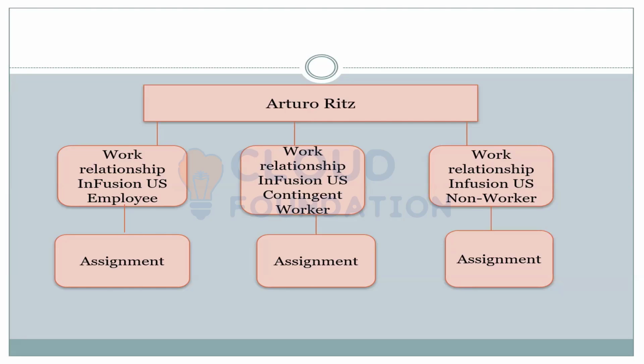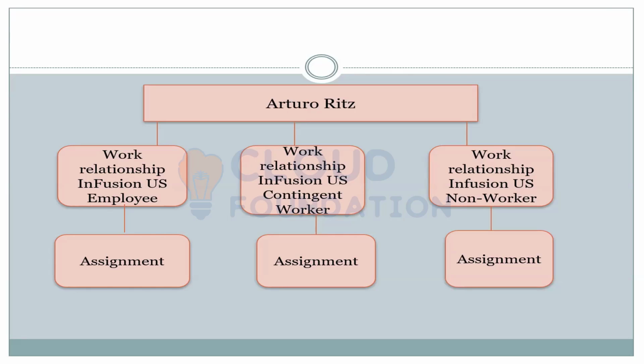Contingent worker, you understand? A contingent worker is not an employee, like a contract worker, not on the payroll of the company. So the work relationship with Infusion is as a contractual worker, and he holds a second assignment. Then the work relationship with Infusion US also has a non-worker; he holds a third assignment.